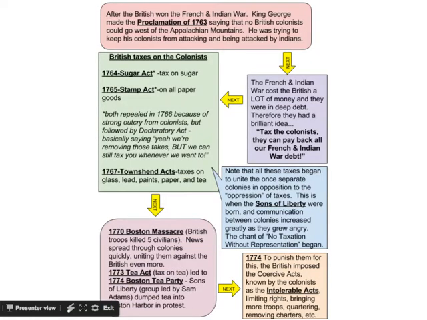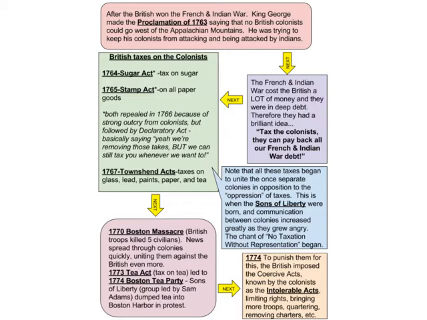After the British won the French and Indian War, again, remember the British versus the French, trying to gain the lands of the Ohio River Valley, King George made the Proclamation of 1763. That was immediately after winning the war. So they had won the Ohio River Valley, which is west of the Appalachian Mountains, west of the current British colonies. But this proclamation of 1763, and I have a map about it later, says that no British colonists could go west of the Appalachian Mountains.